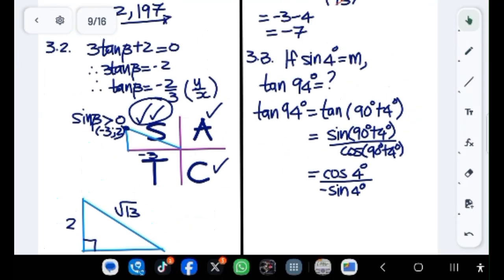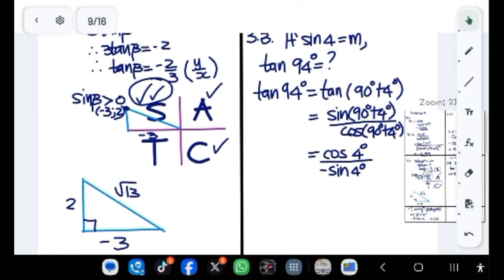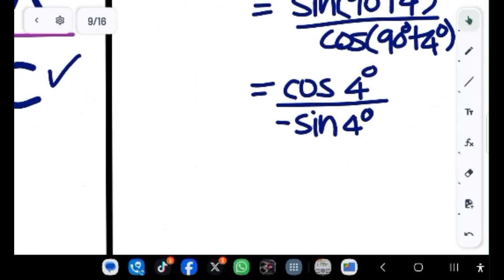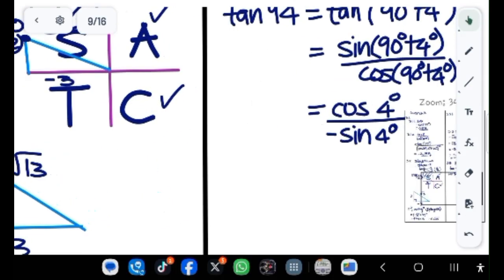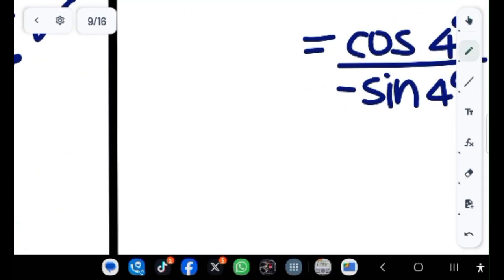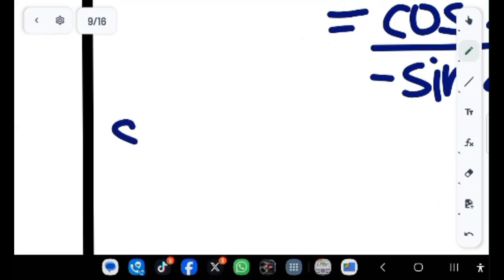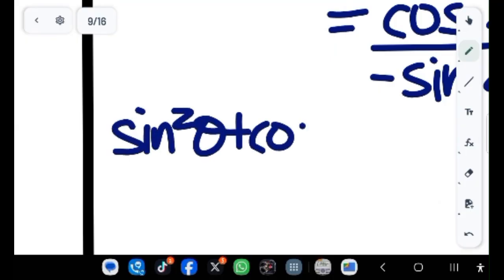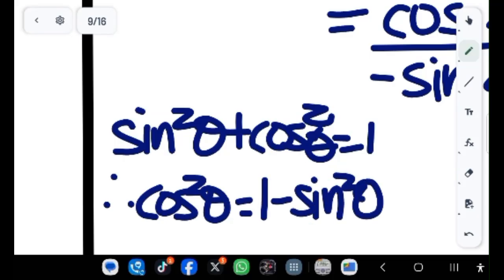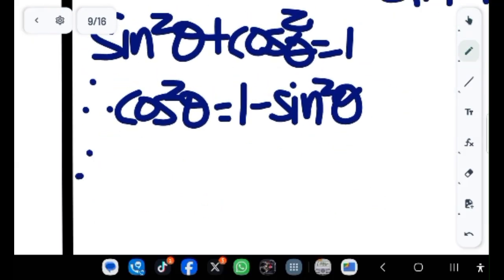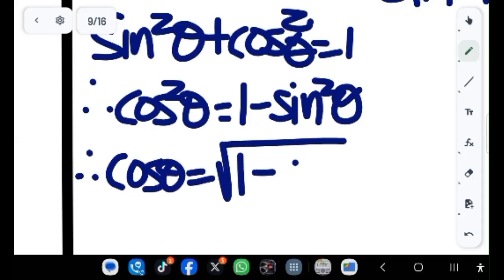We already have the sine of 4 degrees, which is m, but we don't have the cos of 4 degrees. So what do we do? We use the square identity. Remember, sine squared theta plus cos squared theta equals 1, meaning that cos squared theta can be expressed in terms of sine as 1 minus sine squared theta. If we take square roots of both sides, the cos of theta can be expressed as the square root of 1 minus sine squared theta.